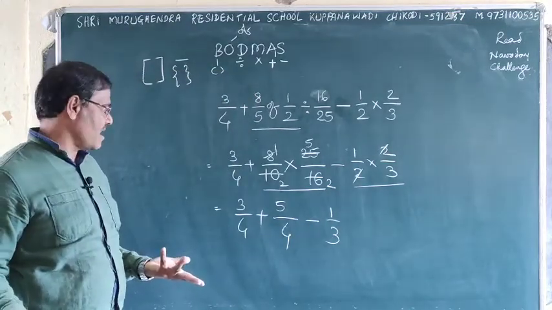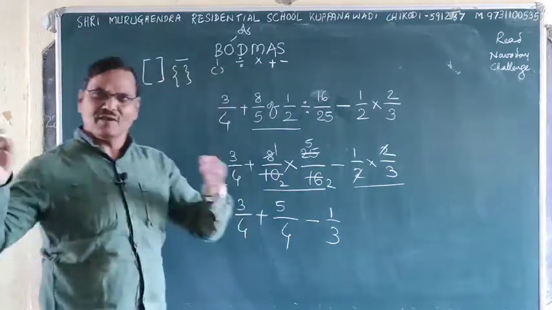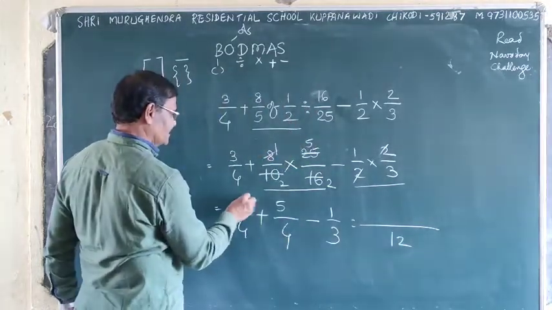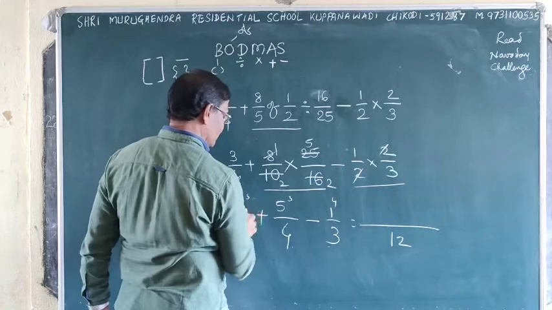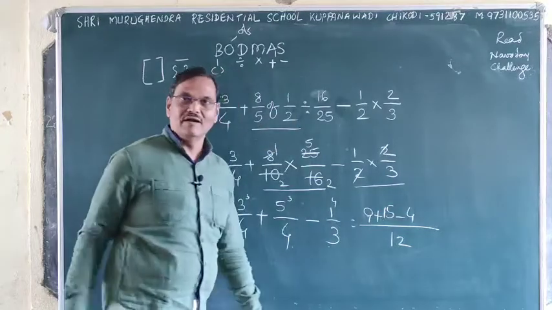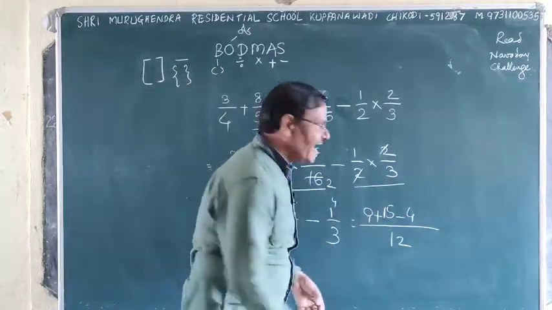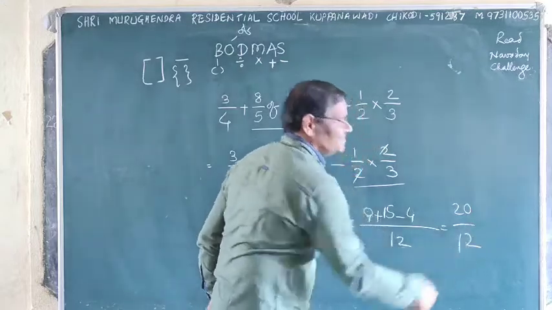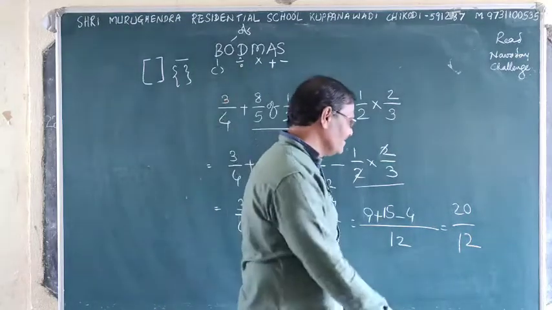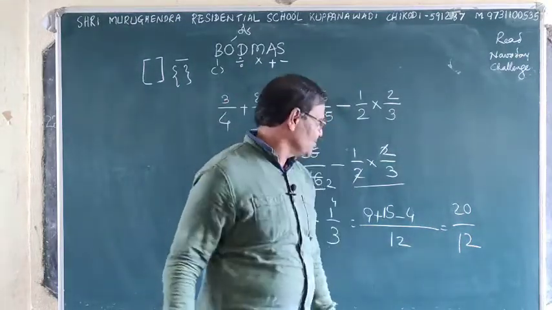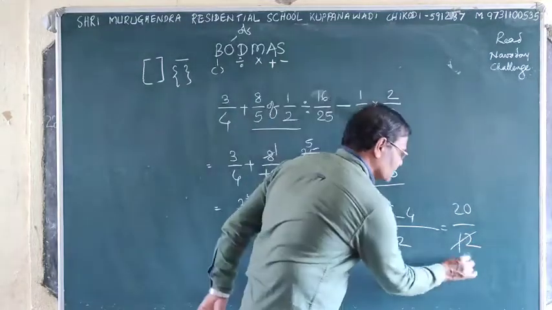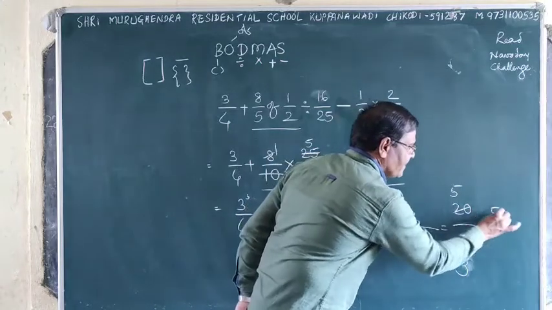Then now addition and subtraction together we can do. LCM is 12. 4 3s are 12, 3 3s are 9, plus 5 3s are 15, minus 4 1s are 4. 9 plus 15 minus 4 is 20, then it became 20 by 12. Again it is reducible, so reduce it. 20 and 12 are in the same table, in 4's table: 4 3s are 12, 4 5s are 20, so 5 by 3.